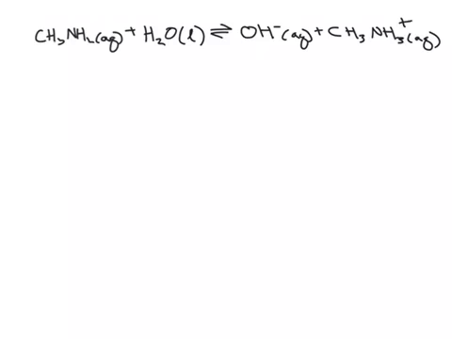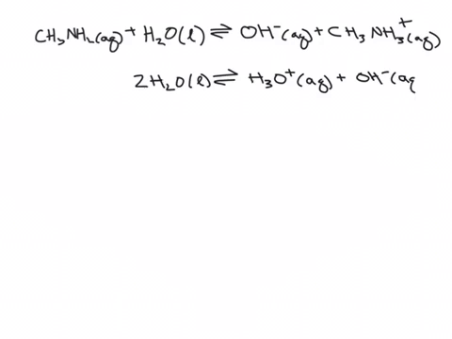As always, the autoionization of water is occurring as well. And when you're ready, we can go ahead and assign variables. CH3NH2 is X, OH minus is H. The conjugate acid can be Y. H3O plus is P, and OH minus again is H.